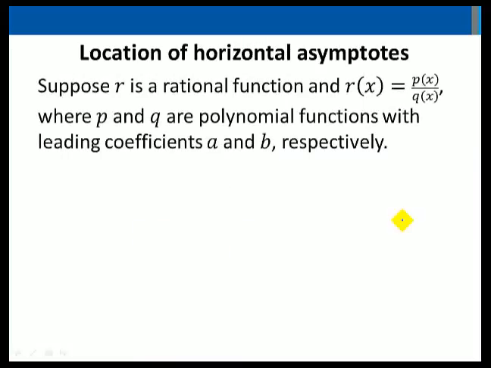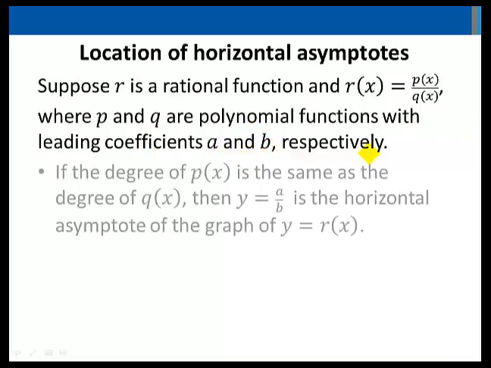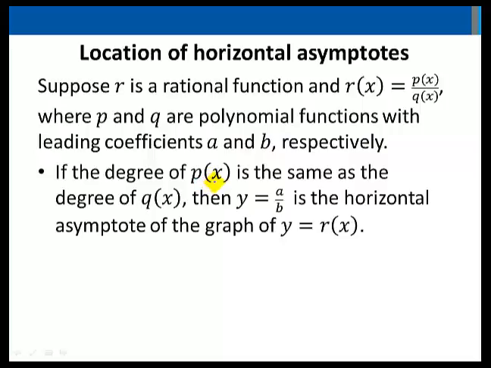Location of horizontal asymptotes. Suppose r is a rational function and r of x equals p of x over q of x, where p and q are polynomial functions with leading coefficients a and b respectively. If the degree of p of x is the same as the degree of q of x, then y equals a over b is the horizontal asymptote of the graph of y equals r of x. So let's look at an example.